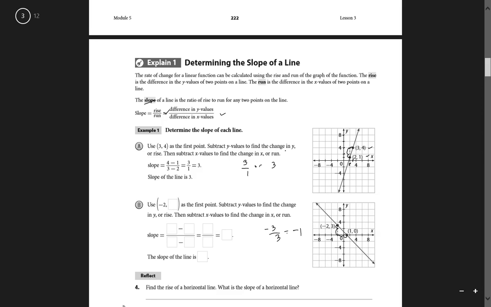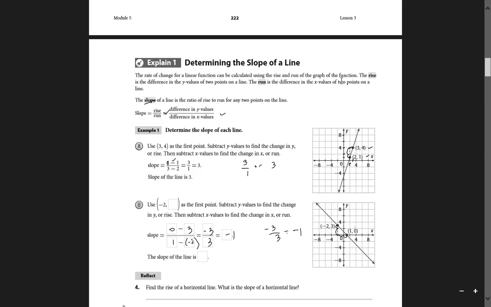Or you can follow the steps by getting the 2 points and subtracting to find the change in y and the change in x. So you have 4 minus 1 and 3 minus 2. You can apply that also. It can be 0 minus 3, and then 1 minus negative 2. What is 0 minus 3? Negative 3. What is 1 minus negative 2? Positive 3. So what is negative 3 over 3? Negative 1.